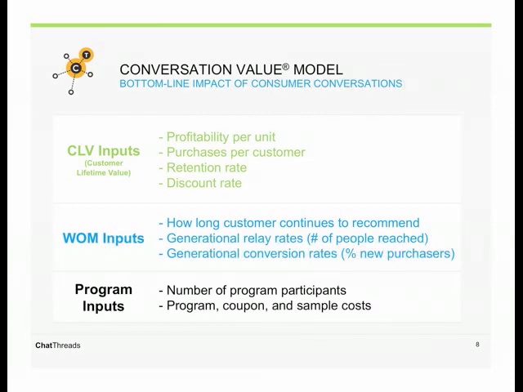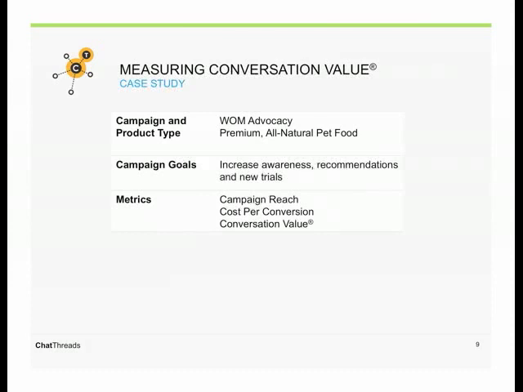So let me show you a concrete example of this case study. This was for a word-of-mouth advocacy program for a premium all-natural pet food. The goal of the program was to increase awareness about this new product, to increase recommendations, and also to increase new trials. And the metrics that we were using for the measurement are the overall reach, the number of people reached, the cost per conversion, and the conversation value, which is the bottom line impact of each time a consumer has a conversation to the brand's bottom line.